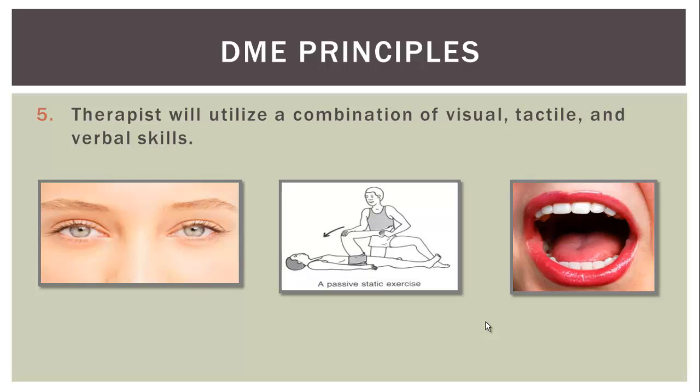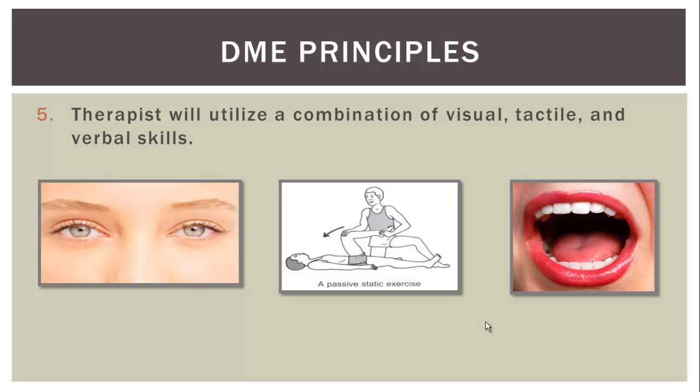Moving on, the therapist will use a combination of visual, tactile, and verbal skills, meaning we will observe quality, range of motion, and compensation. We can also feel for compensation. So if we see, let's say, the shoulder elevating with flexion, we can place our hands on the shoulder and move the arm in passive range of motion. And at the point that we feel the motion occurring at the shoulder, we could say that that's where the compensation occurs. Or we can do passive range of motion and feel resistance.